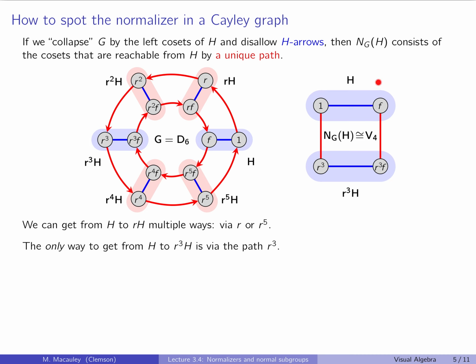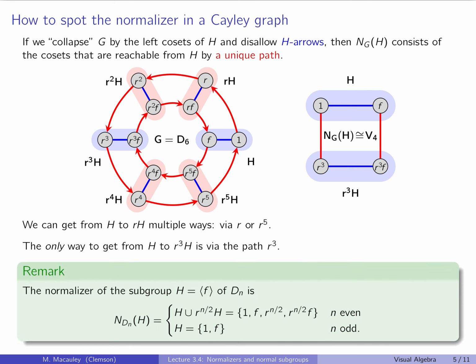Here is the normalizer. It's the union of these two cosets, and we just proved that that's a group. And we can see that this group happens to be isomorphic to the Klein-4 group, V4. This generalizes in the predictable way.